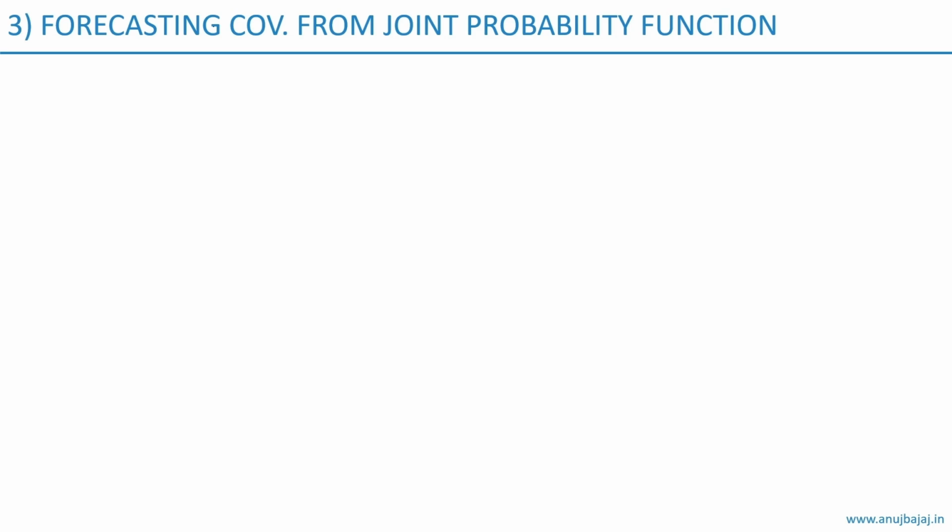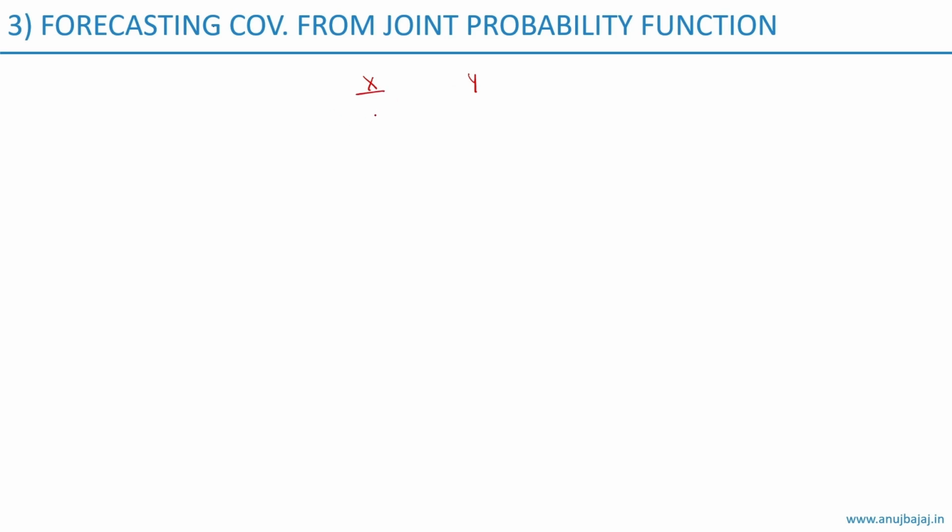Section 3, forecasting covariance from joint probability function. So before entering into section 3, there are some basic points about joint probability that I want you to understand. Suppose I have two events, event X and event Y. These two events are independent of each other. That is, event X does not depend on the occurrence of event Y, and event Y does not depend on the occurrence of event X.